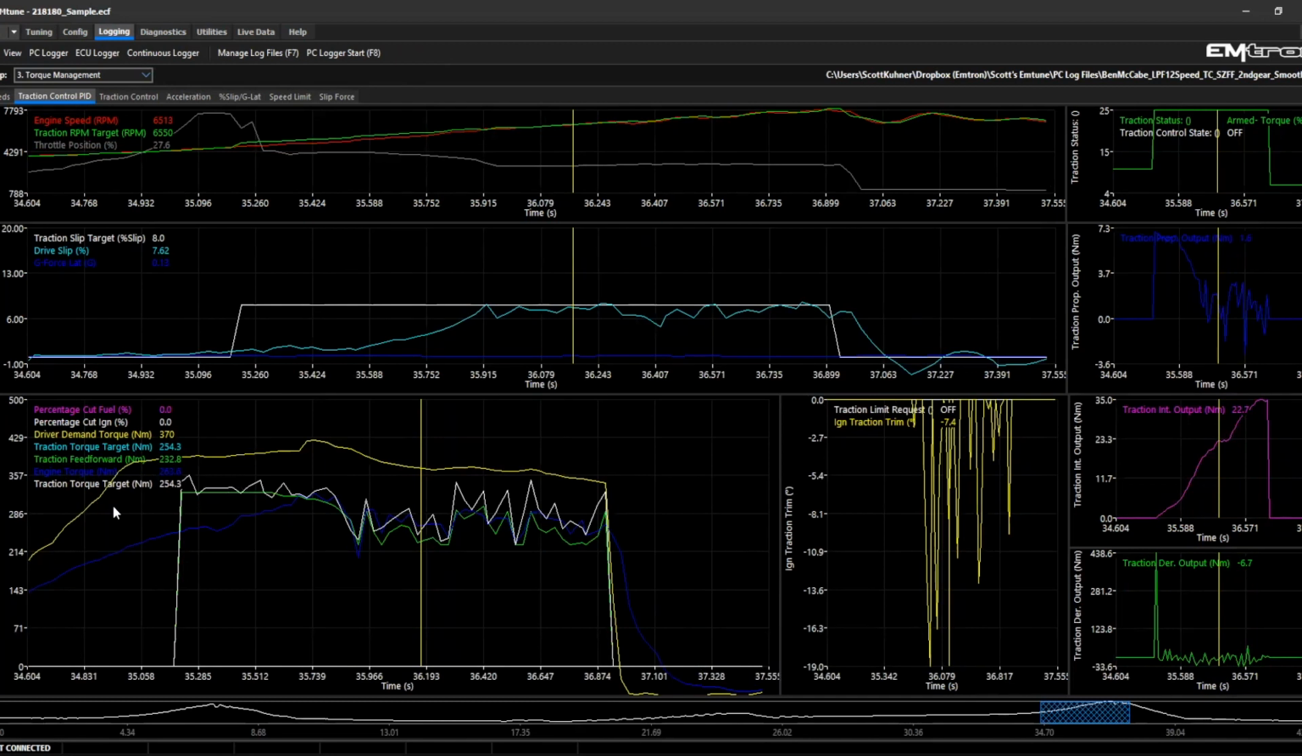So you can see here you've got the driver demand torque, and then various channels associated with the ECU pulling torque out to try to control this. You'll see here there's a lot of ignition retard trimming going on.